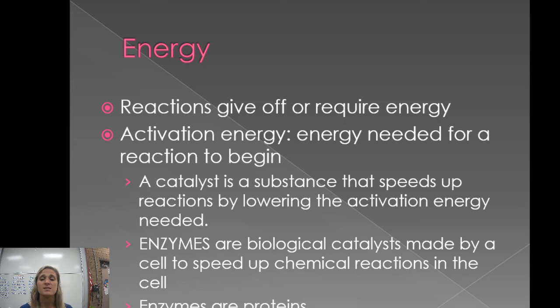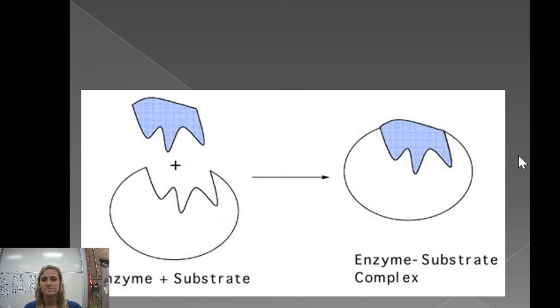A catalyst is a substance that speeds up reactions by lowering that activation energy. Again, think of that chart. The blue line is what would be normal energy needed, but if we add an enzyme, we can bring that energy down to make it easier and faster to run that reaction. Enzymes are biological catalysts made by the cell. I know that this particular point, that enzymes are biological catalysts made by a cell to speed up chemical reactions, is on your exam. Almost 100% sure. And enzymes are proteins.